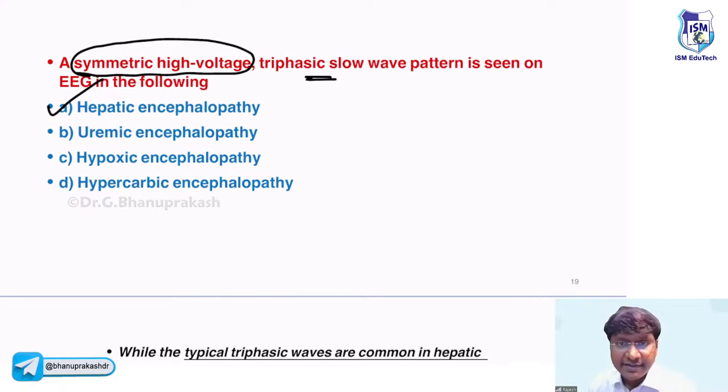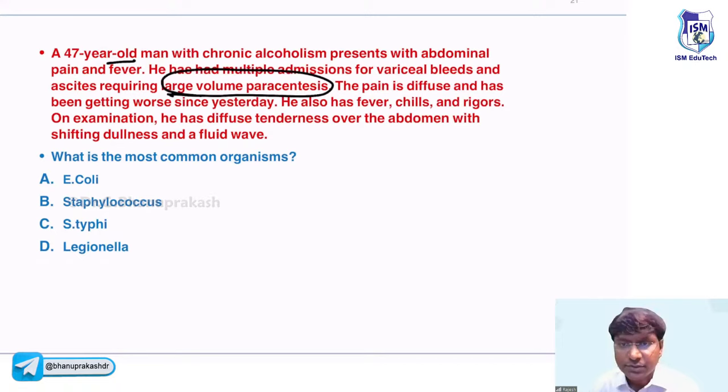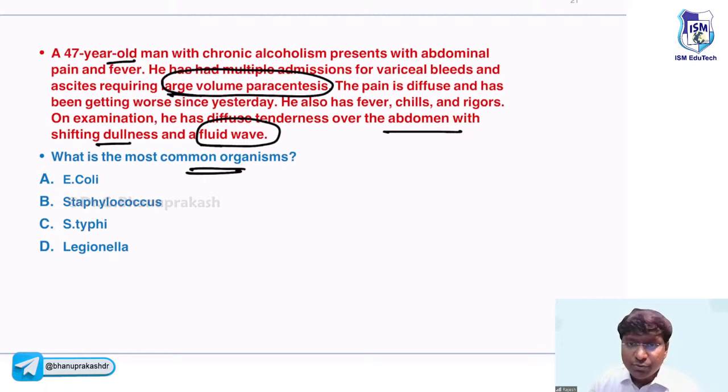Now, let me discuss one more important complication of cirrhosis of liver or ascites. You just see this question. A 47-year-old man with chronic alcoholism presents with abdominal pain and fever. He had multiple admissions for variceal bleed and ascites requiring large volume paracentesis. The pain is diffuse and has been getting worse. He also has fever, chills, and rigors. On examination, he has diffuse tenderness over the abdomen with shifting dullness and fluid wave. What do you think is the most likely organism here?